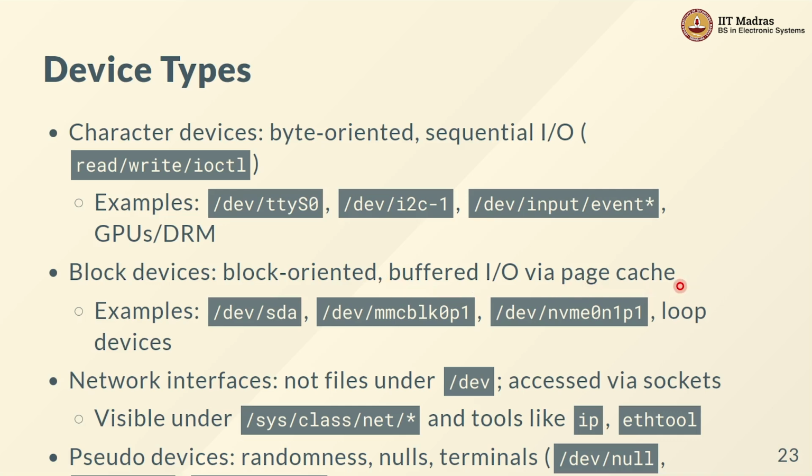And this is done by using something called a page cache. It's basically a cache memory to improve the throughput that we get. In other words, block devices are typically things where you want high throughput, large amounts of data being transferred. There are also other kinds of things like network interfaces, pseudo devices, and so on, which are commonly found in different kinds of operating system interfaces.